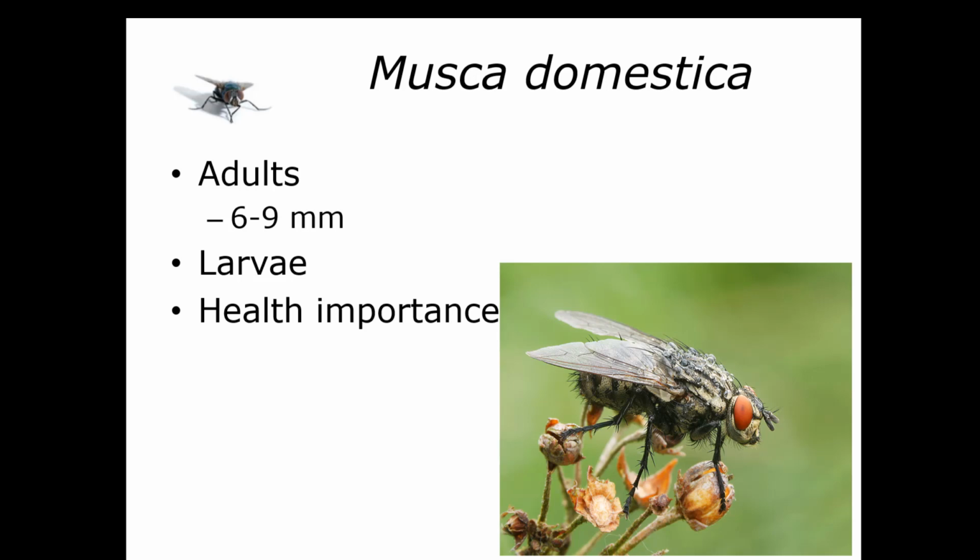Pretty easy to tell. The immatures then can be found in a wide variety of decaying organic matter. So we see these a lot in human garbage dumps, in open privies, if that's still a thing, in livestock manure, soiled bedding, poultry litter, the wastes around fruit and vegetable processing plants, and they do oviposit on human remains.